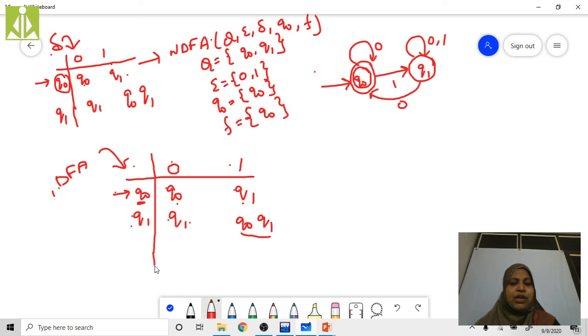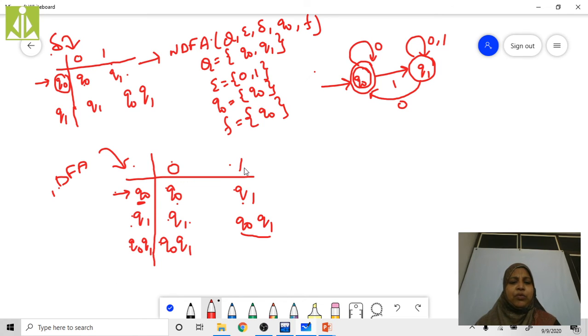Again I have to write the transition for Q0 Q1, repeating step 4. Here I am going to write the column for Q0 Q1. Two states are there. First I will take Q0. Q0 on 0 is Q0. Now next is Q1. Q1 on 0 is Q1.